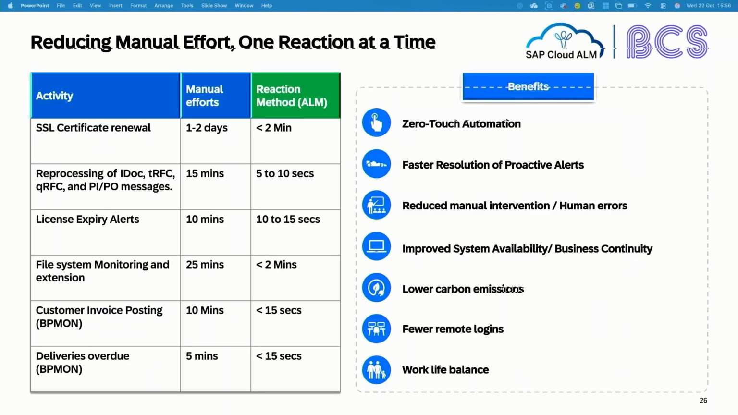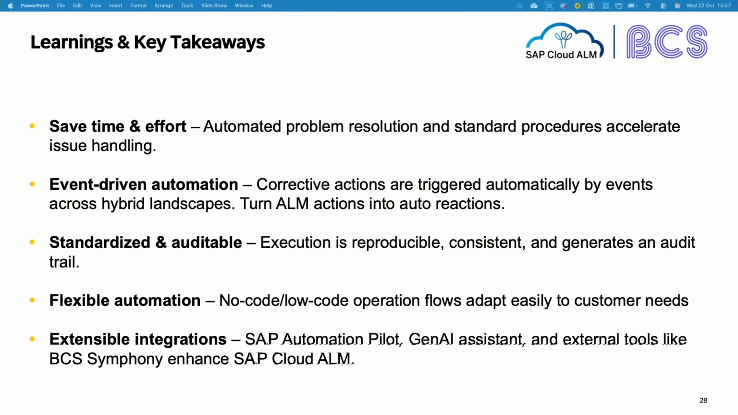Like I mentioned, it's not only one scenario which we can do. These are sample scenarios, like SSL certificate renewal. Generally, in the SAP world or any other infrastructure, it takes at least 2 to 3 days to get an expired SSL certificate renewed. But by enabling Cloud ALM and Symphony, we can do the SSL certificate renewal in a couple of minutes. Similarly, reprocessing of IDocs is one of the scenarios where we struggle, but with Symphony enabled in Cloud ALM, you can achieve it in a fraction of the time, with zero-touch operations. Let's see it in action. I'll show.